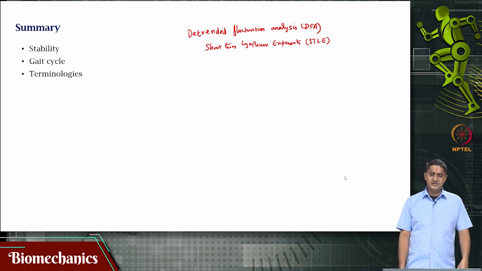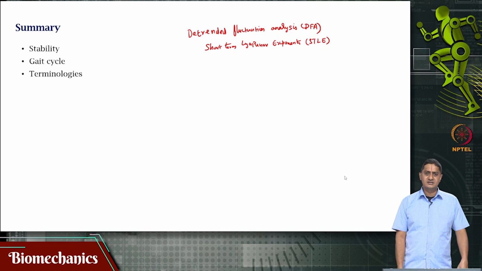So, in this video we looked at what is stability, what constitutes stability in a joint, for example stability in the knee joint, we gave the example of that, and what is a gait cycle and what is the standard way of representing or discussing a gait cycle, and some other terminologies. And we also gave a very brief introduction to some of the analysis techniques that are used to study gait, the time series approach.